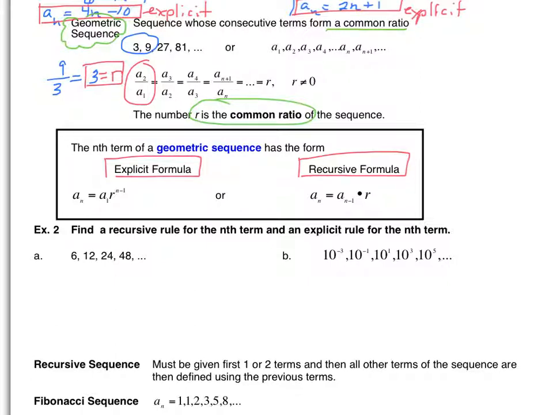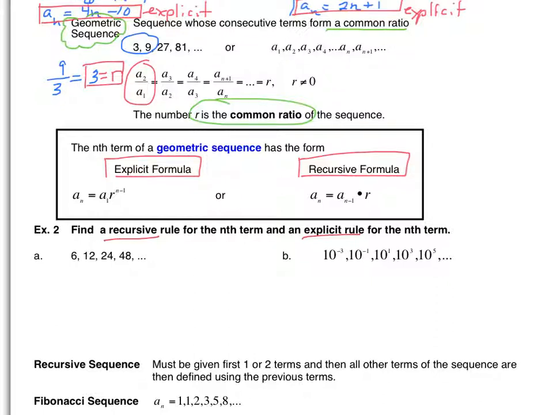So it's easy to tell, when you're looking at a function or a rule, whether it's geometric or arithmetic. Geometric will always have something raised to an n minus 1. It's easy to see. So then look at this right here. We're going to find both a recursive rule and an explicit rule. In order to do that, I need to know a sub 1 and r.